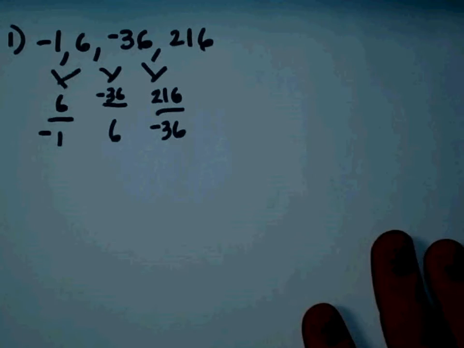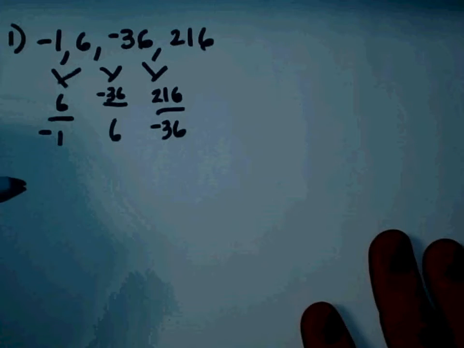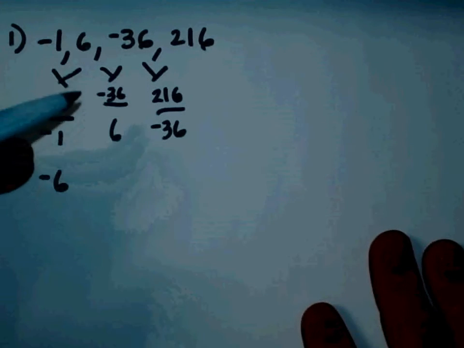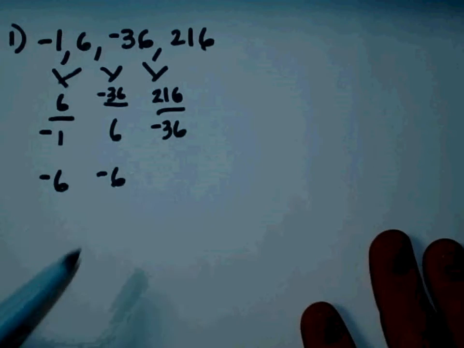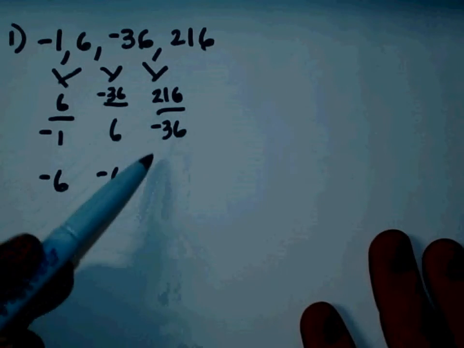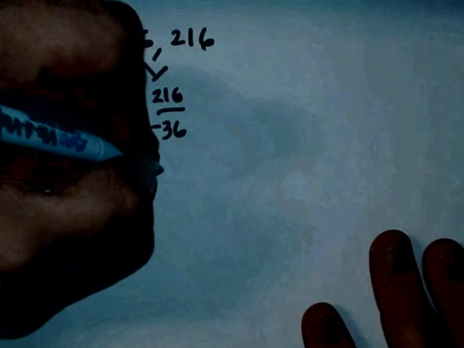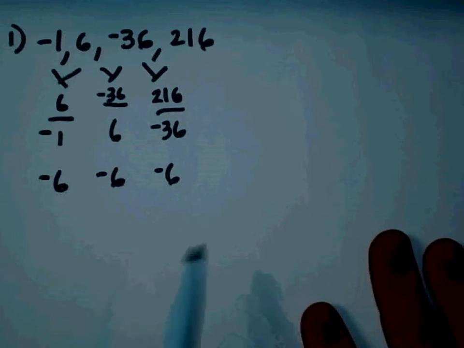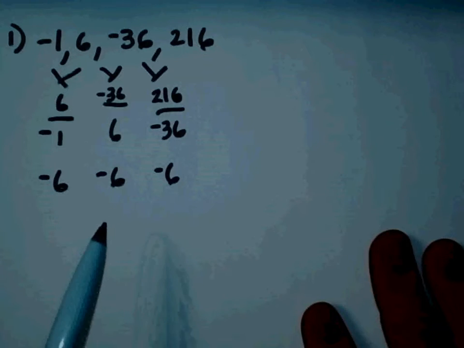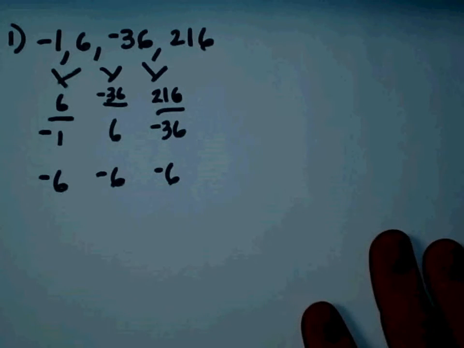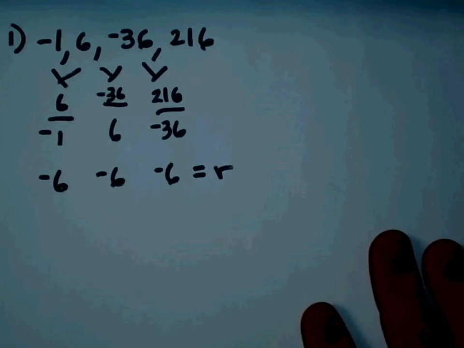Okay, so in your calculator, what is 6 divided by -1? -6. Very good. What is -36 divided by 6? -6. And what is 216 divided by -36? -6. Okay? Even though I wish we had one more term because that's ugly right there. I hope that you can see that I have a common number that's repeatedly being multiplied to the next term. And so therefore, that's going to be my R, or my common ratio.